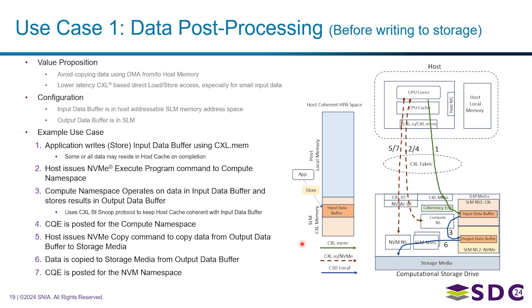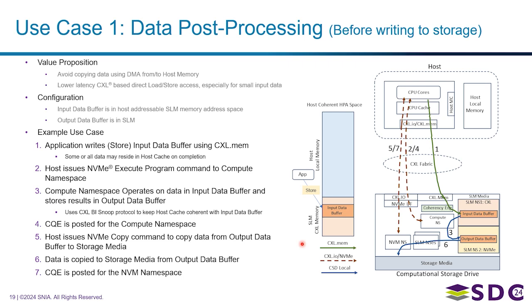Okay, so with that background, let's walk through this first use case. This is a data post-processing use case. The data is going to come into the drive, and we're going to process the data in the drive before writing it out to the storage media. So what is the value proposition of this use case? We're not going to DMA data in the traditional sense like we've been doing. We're going to take advantage of lower latency CXL, especially true if we have small data transfers.